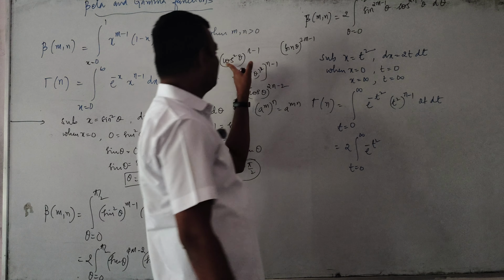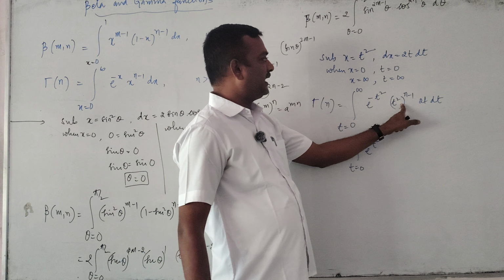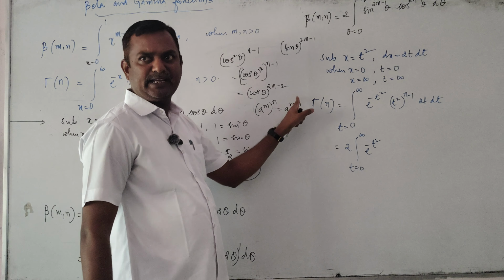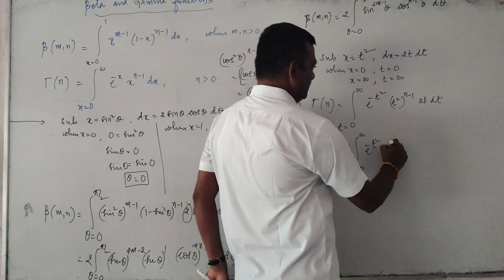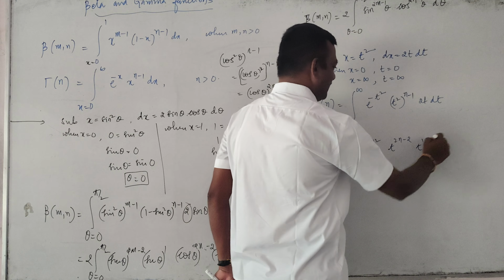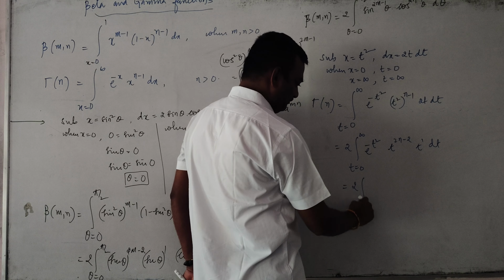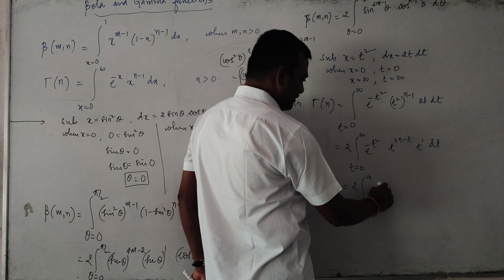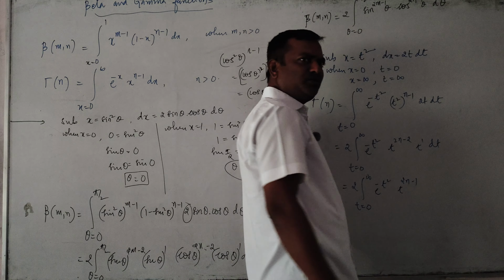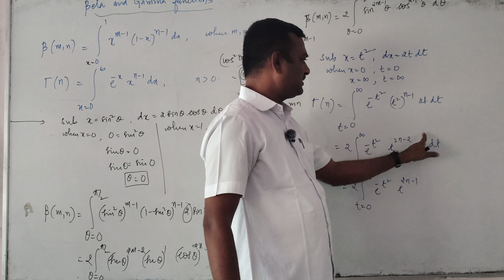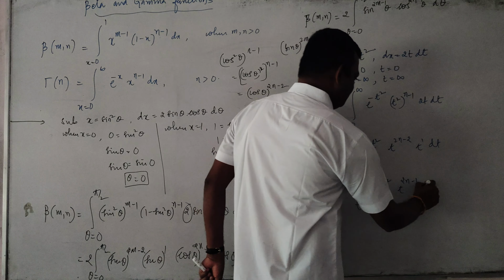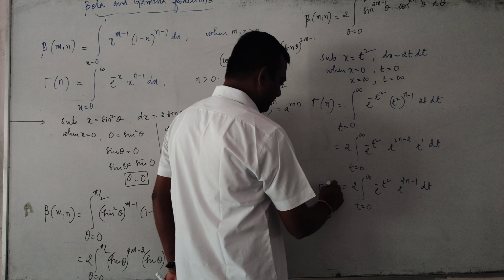This is again the same formula I am applying. (T square) whole raised to n minus 1, like (a raised to m) whole raised to n becomes a raised to mn, will become t raised to 2n minus 2. There is one more t here, right? Okay, what is the final value? E raised to minus t square, t raised to 2n minus 1. Bases are the same, powers are added: 2n minus 2 plus 1. This is the alternate formula for gamma.